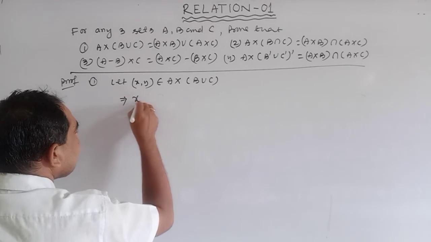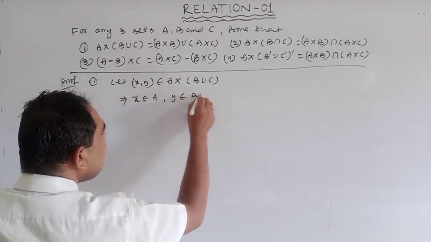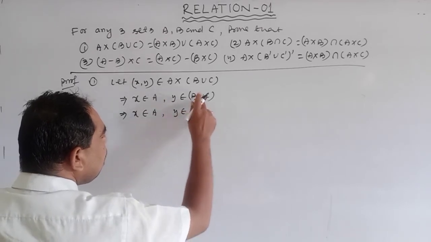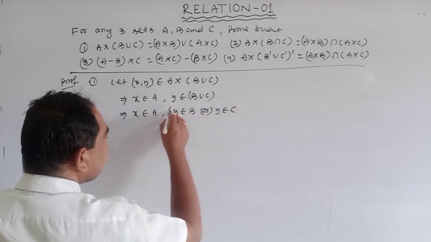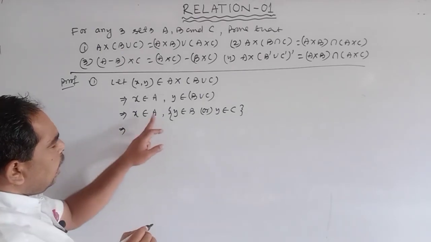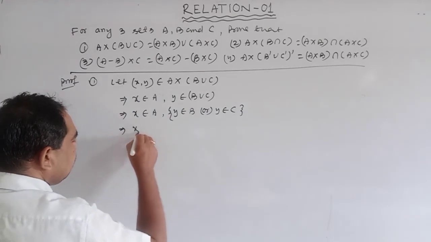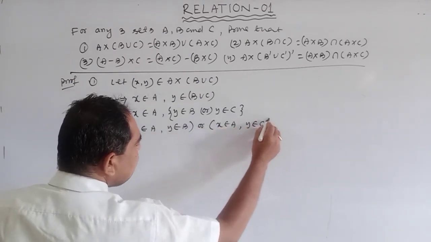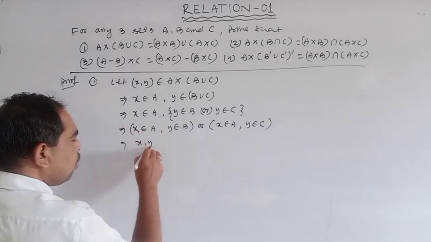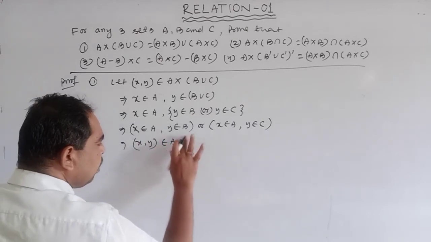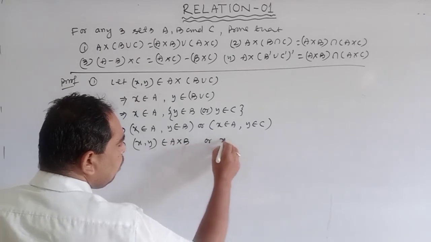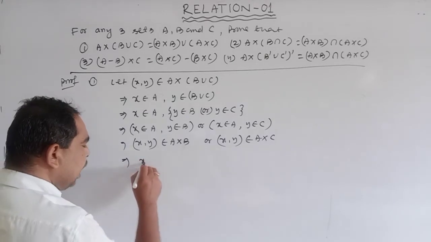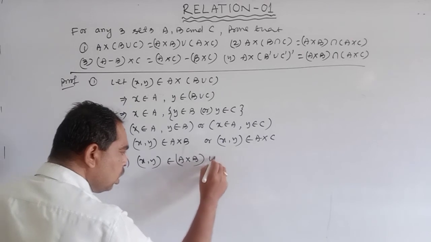So this implies x belongs to A, comma y belongs to B union C. So this implies x belongs to A, comma y belongs to B union, meaning or, y belongs to C. Next, x belongs to A combined with B and A combined with C. So x belongs to A, comma y belongs to B, or x belongs to A, comma y belongs to C. So x belongs to A, comma y belongs to B means x, comma y belongs to A into B, and also the ordered pair x, comma y belongs to A into C. So this implies x, y belongs to A into B or, meaning union, A into C.